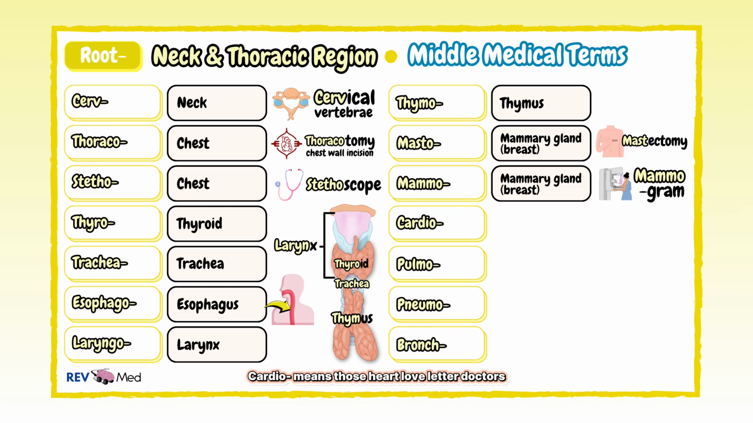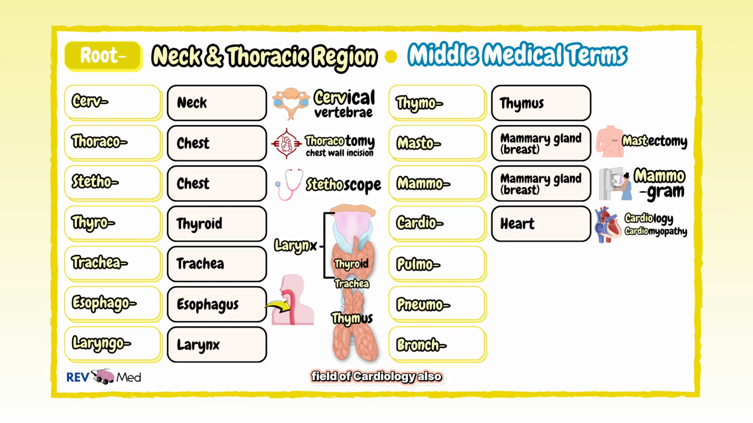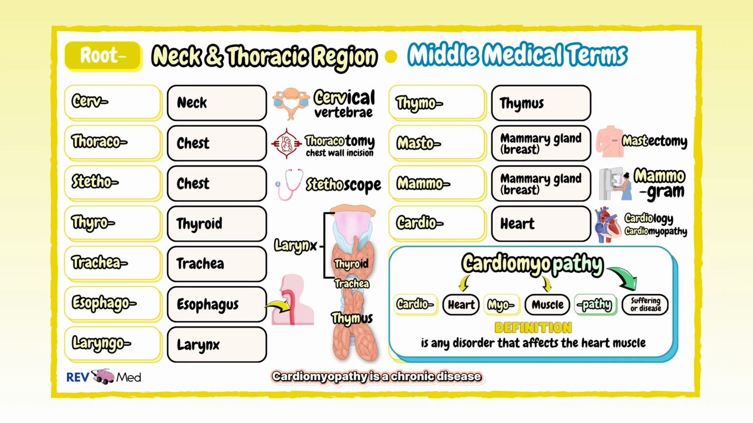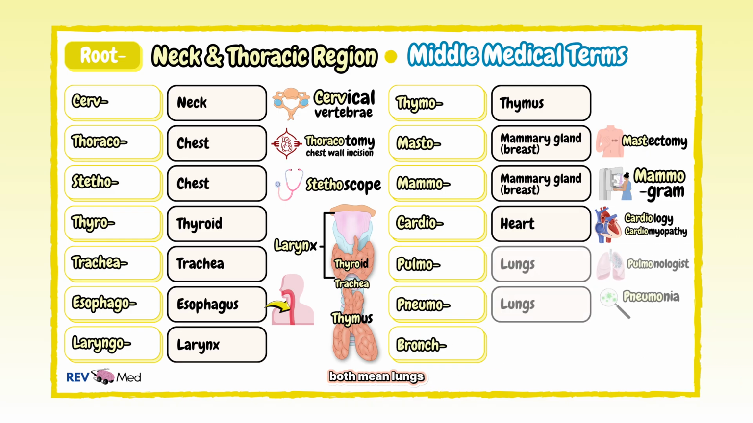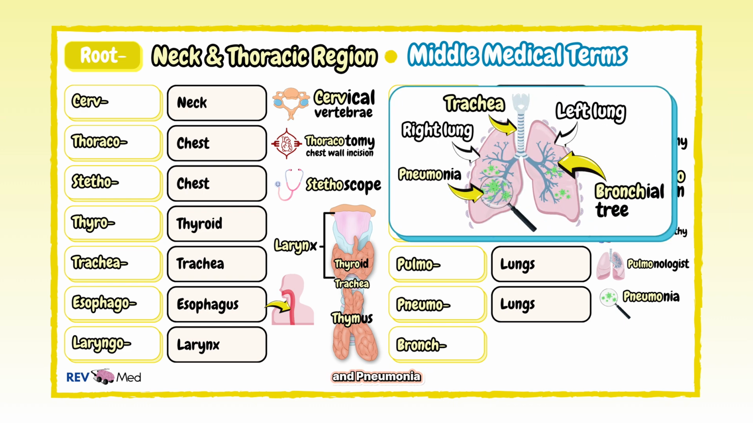Cardio means those heart love letter doctors, field of cardiology. Also, for example, cardiomyopathy is a chronic disease, pathy, of the heart muscle, myo. Pulmo and pneumo both mean lungs. Like a pulmonologist, a physician specializing in lungs. And pneumonia, as you know, is an infection that affects one or both of the lungs. It causes the air sacs or the alveoli of the lungs to fill up with fluid or pus.